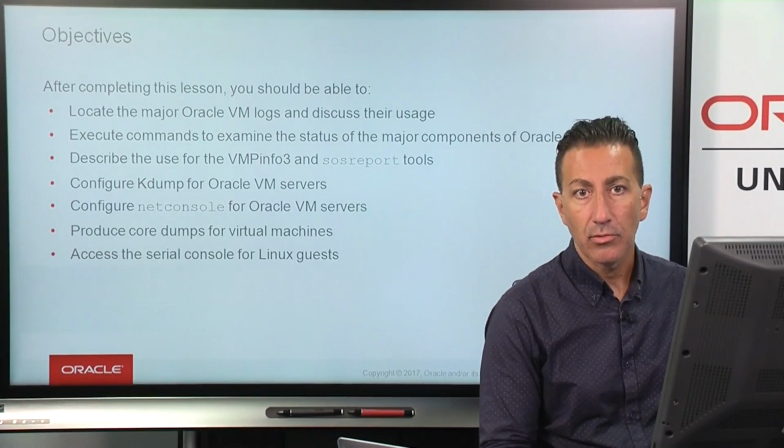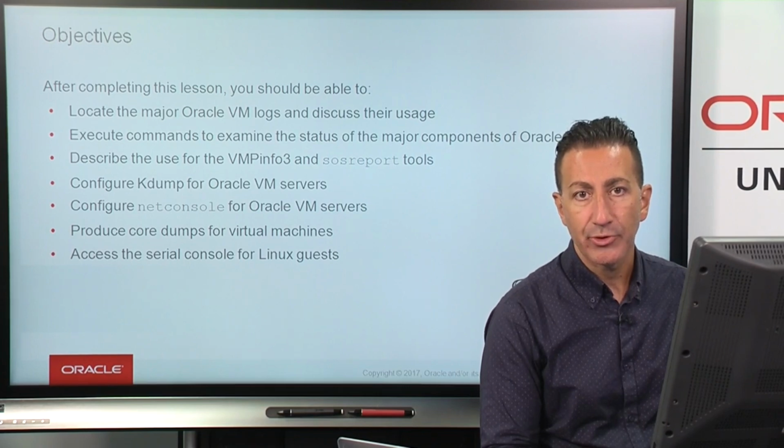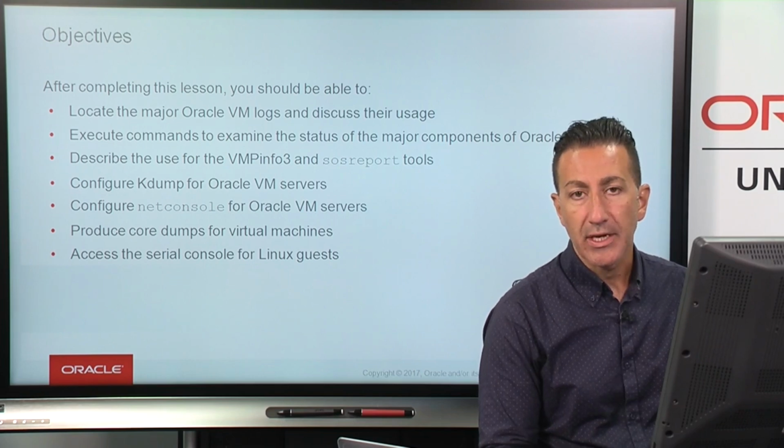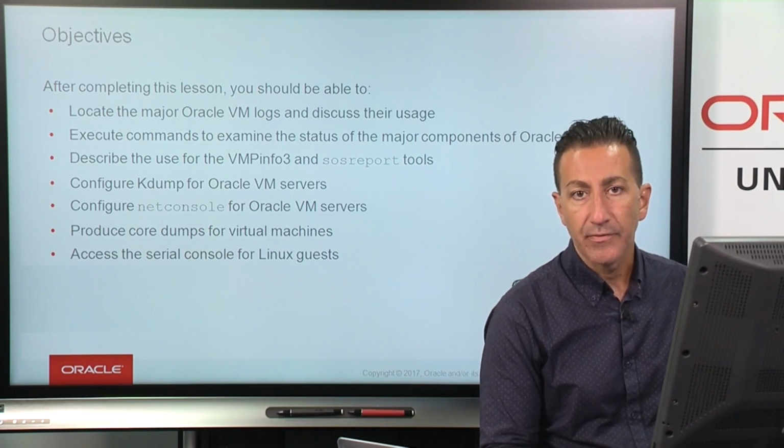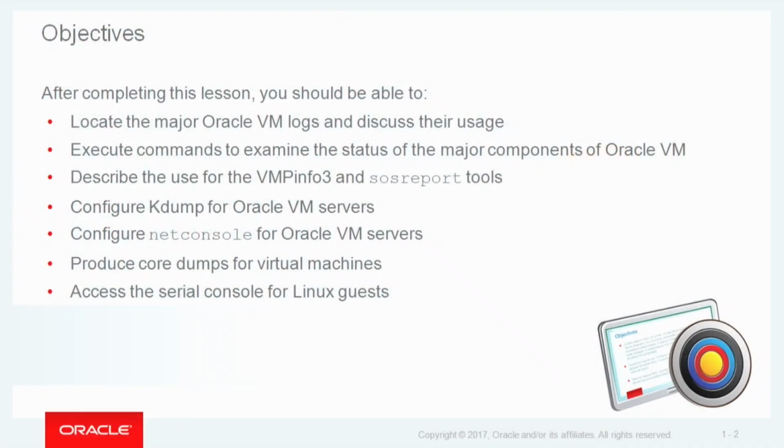Lesson 6 is about troubleshooting. So we have these objectives. After completing this lesson, you should be able to locate major Oracle VM logs and discuss their usage. Also execute commands to examine the status of the major components of the Oracle VM. Describe the use of the VMPinfo3 and the sosreport tools. Also how to configure kdump for the Oracle VM servers.